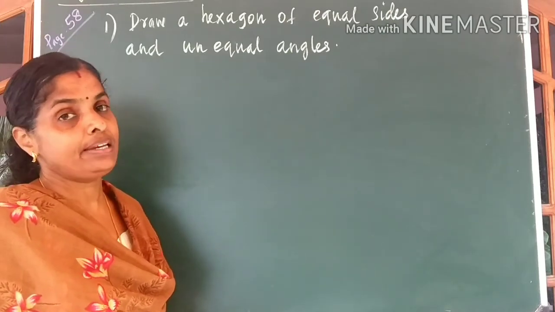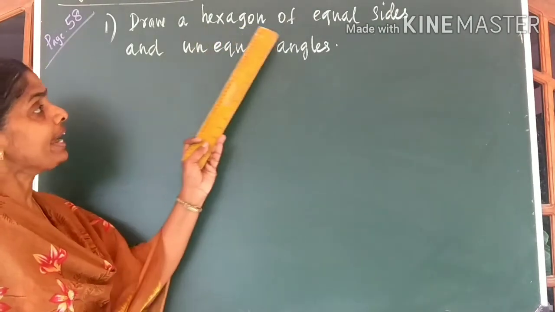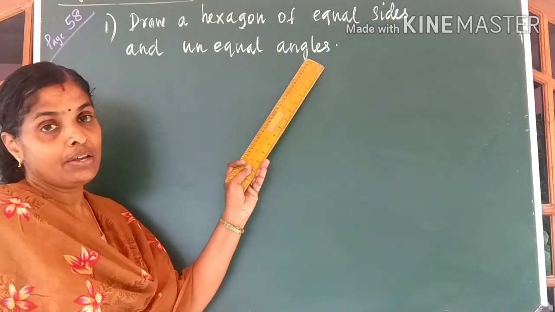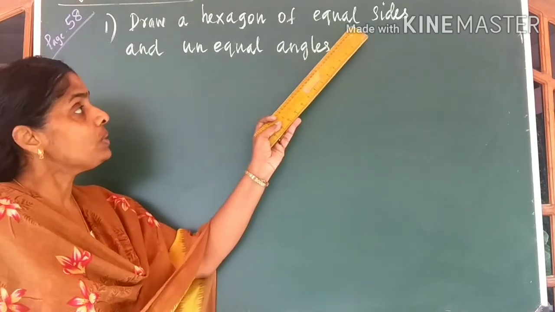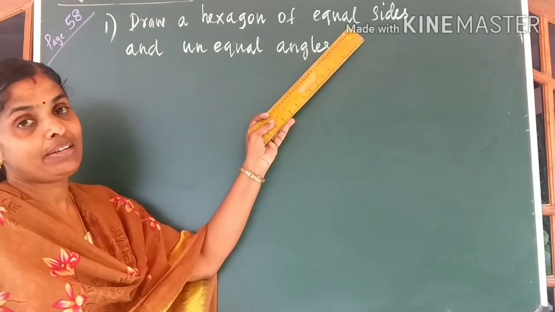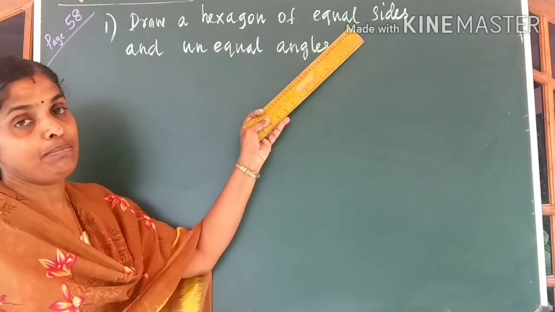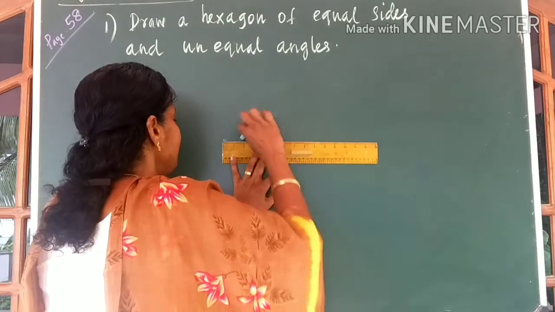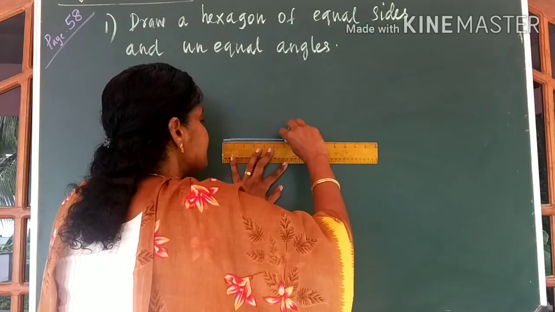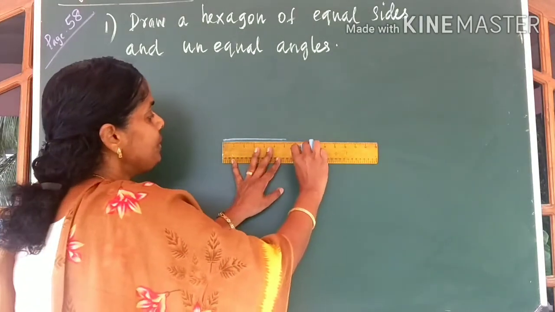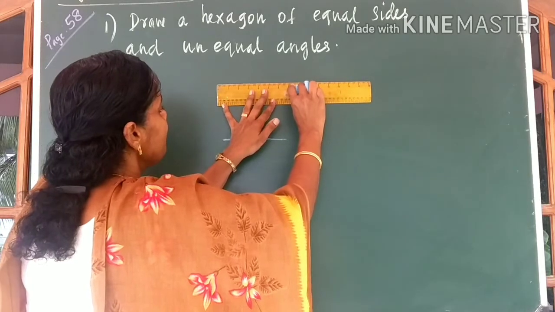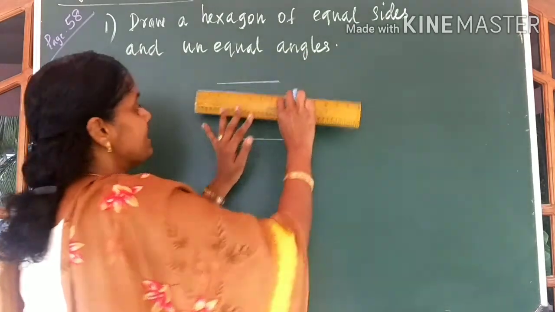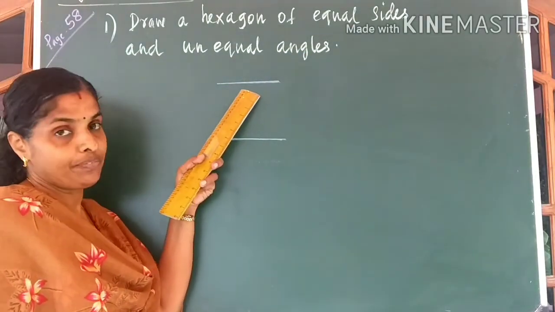Look at the first question. It is a construction. Draw a hexagon of equal sides and unequal angles. We have to draw a hexagon whose sides should be equal. So what can we do? You take a fixed measure using a scale. Draw a line of 6 centimeters. I have drawn a line of 6 centimeters. Now draw a line parallel to it with the same measurement, 6 centimeters. So you got two sides of the hexagon.